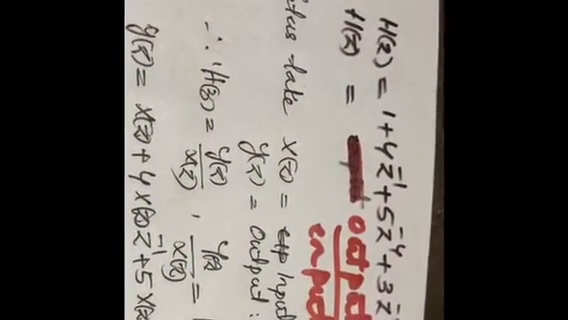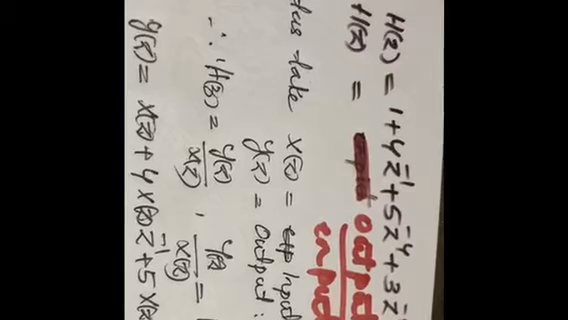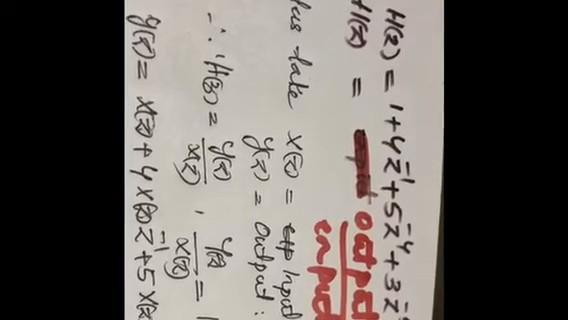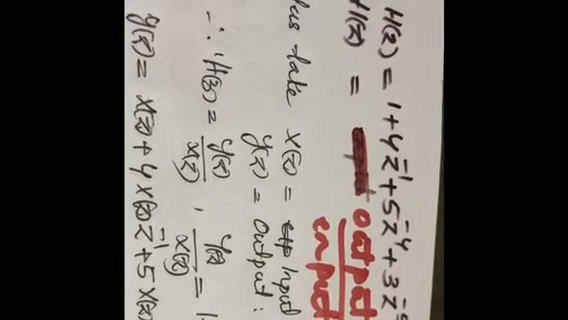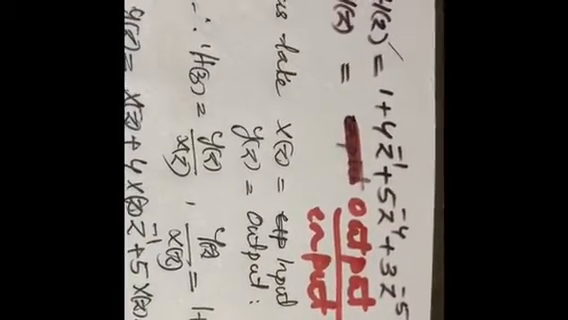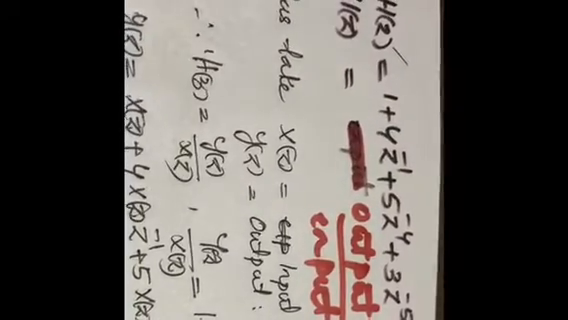Here I explain direct form FIR realization using one example. Here I take the transfer function H(z) = 1 + 4z^-1 + 5z^-4 + 3z^-5.